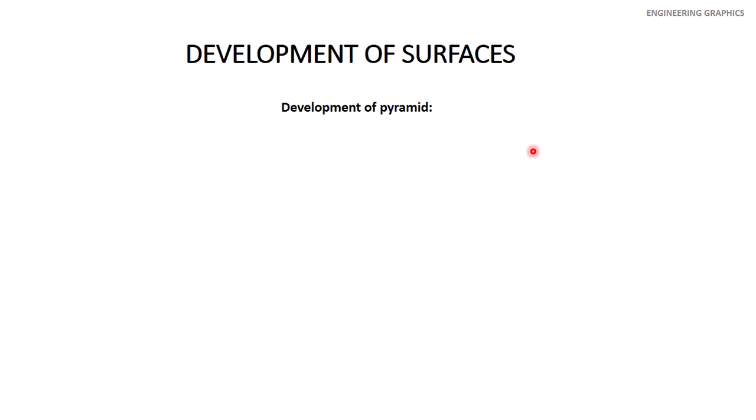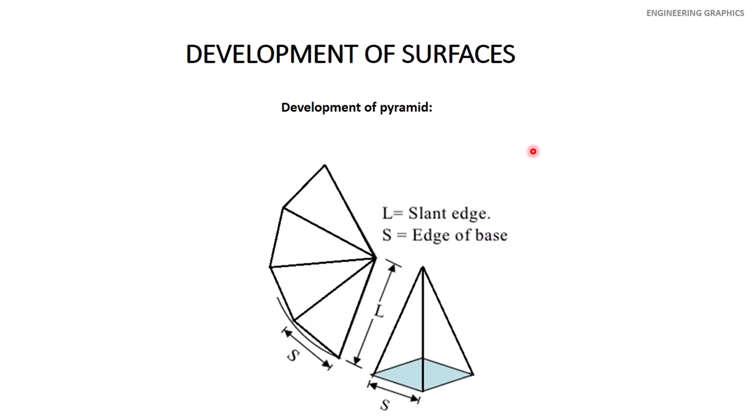Next is development of pyramid. Look at this example. This is a square pyramid of base edge equal to S and slant height equal to L. How can we develop it? By using the radial line method. Equal to this slant edge, draw a line, then take this point as a center, open your compass equal to this length and draw a complete arc like this.